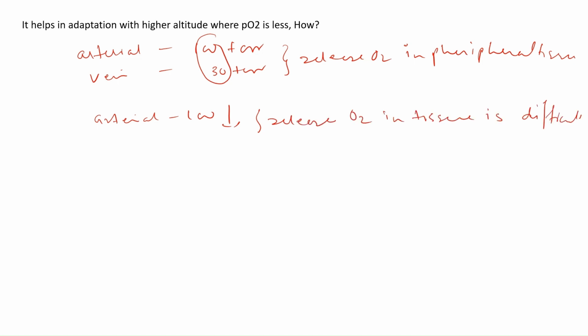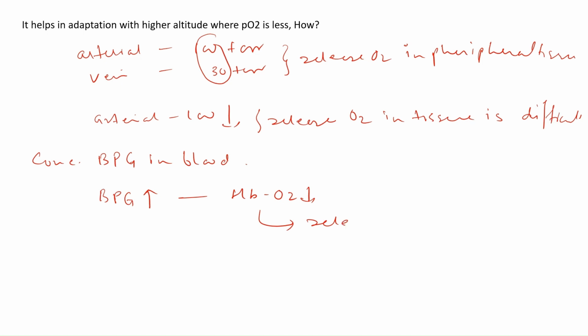So how to solve this problem? In higher altitude, the concentration of BPG increases in blood. So more of BPG means less binding affinity of oxygen with hemoglobin. That means when BPG concentration is more, the hemoglobin will release oxygen. So that's how BPG helps to release oxygen even when the oxygen concentration is not 100 torr or is reduced at higher altitude. So whenever we go to higher altitude, our body gets adapted by increasing the level of BPG in the blood so that hemoglobin can deliver oxygen efficiently in our peripheral tissues.